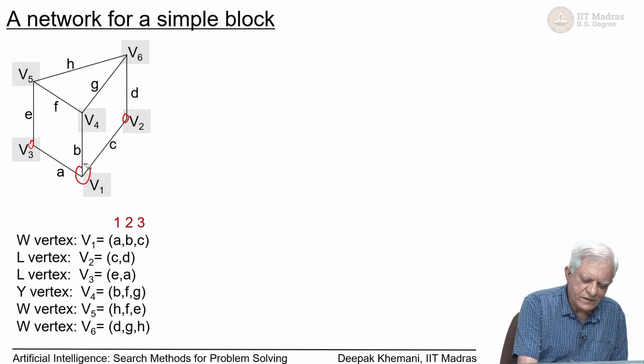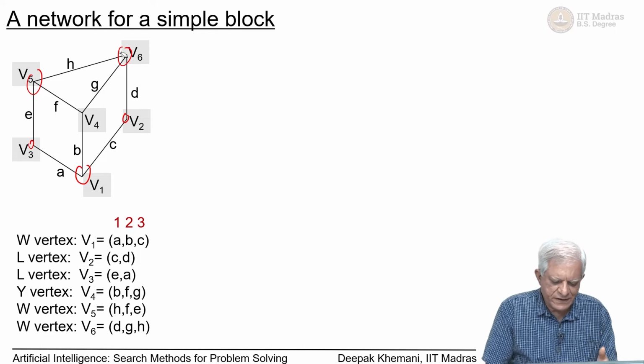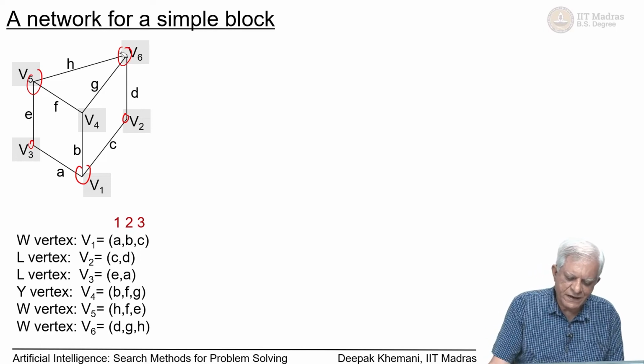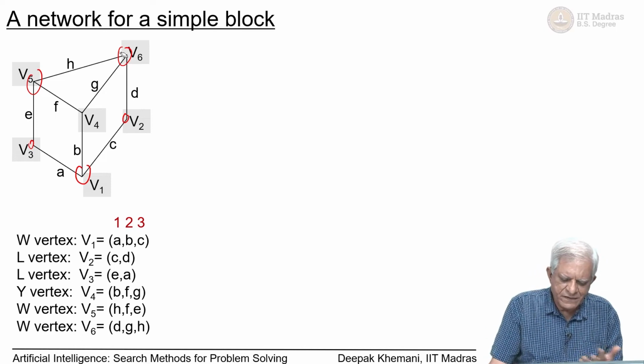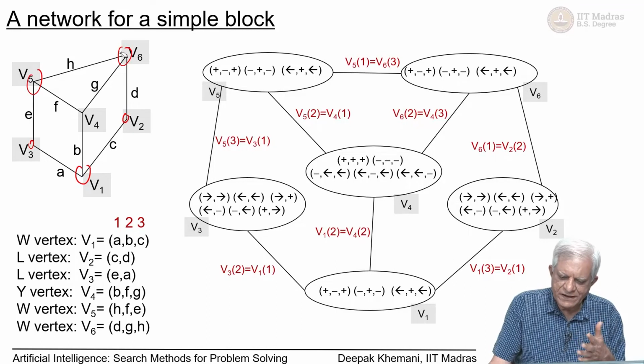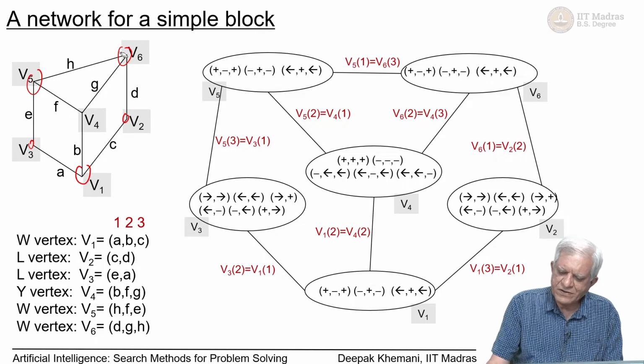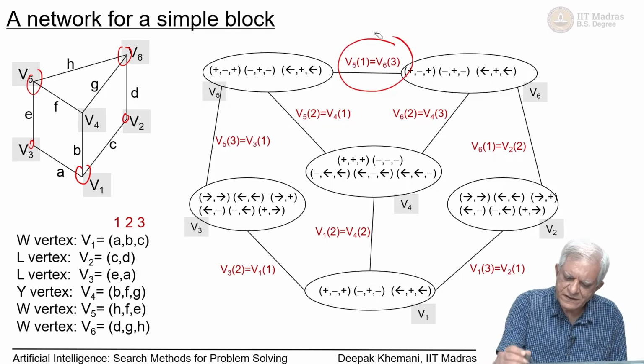So, this one, and this one, are 3 W vertices, and these are the edges. We have given names to the edges, and we also say that this is the first edge, this is the second edge, and this is the third edge. Now, if you look at this diagram, this basically is a constraint diagram. What are the constraints? The constraints are these kind of relations.